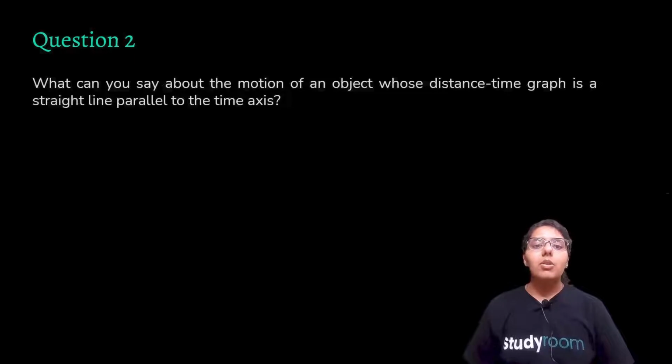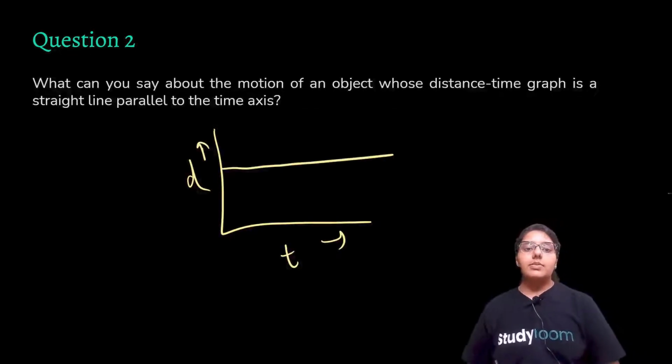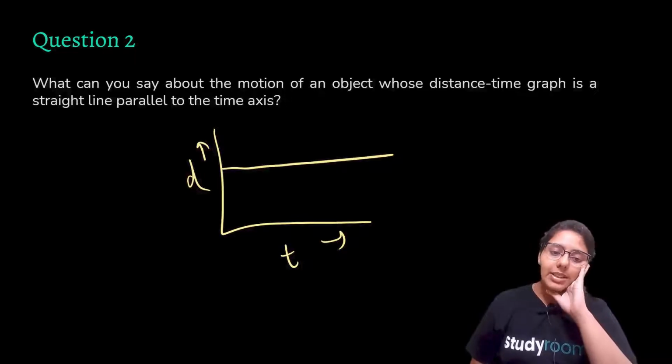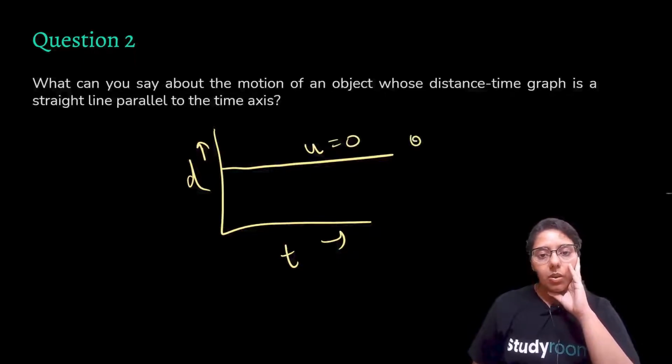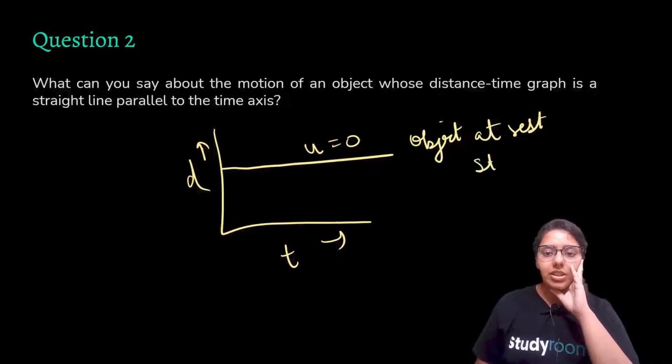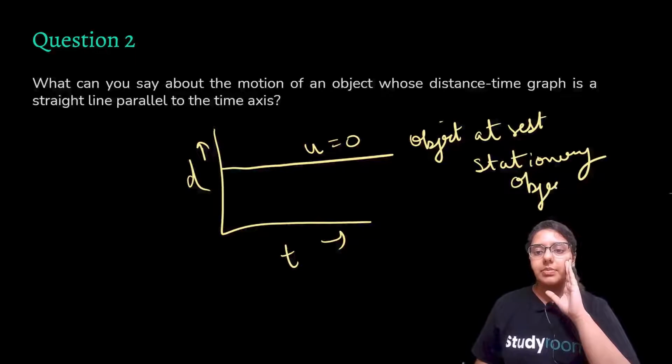What can you say about the motion of an object whose distance time graph is a straight line parallel to time axis? This is what I have already discussed. As time is increasing, distance is not increasing. It is constant. If distance is same, that means your speed is 0, or the object is at rest, or the object is stationary. This is the condition of a stationary object.